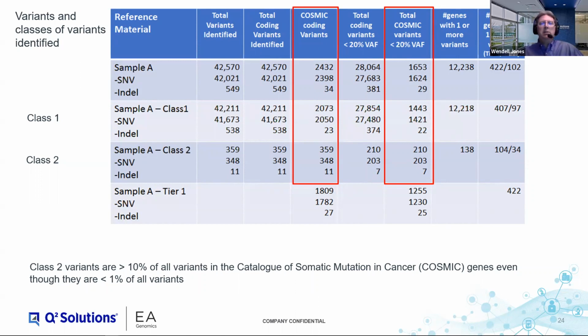Also, if you look at genes that matter, like COSMIC related genes, you see that we have 1,600 variants we've identified in COSMIC genes that have an allele frequency less than 20%, which again is tremendous. And you see how they're broken down into class 1 and class 2. For class 2, we decided to focus a lot on the COSMIC genes. So whereas class 2 variants don't take up a large number of variants overall, they do comprise more than 10% of all variants in COSMIC genes. So again, even though they're less than 1% of variants overall, if you look at COSMIC genes, they're more than 10% of all the variants we identified in COSMIC genes.